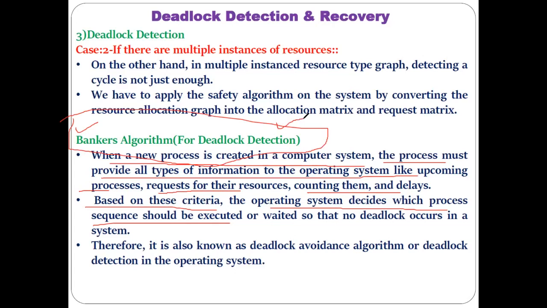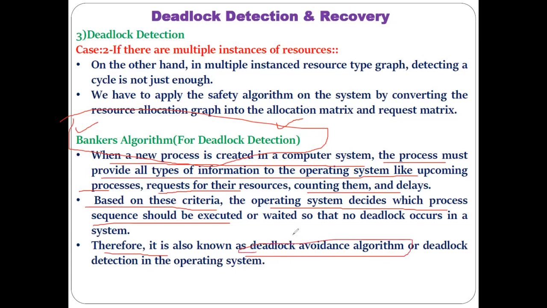Now Banker's algorithm is applied, and it will tell us whether the system will remain in the safe state or the unsafe state. If the Banker's algorithm tells us the system will remain in the unsafe state, then it means the deadlock detection has been done. If the algorithm tells us that the system will remain in the safe state, then the resources can be allocated, and it means the system will not go into the deadlock. So the operating system takes the help of the Banker's algorithm for deadlock detection. Okay.